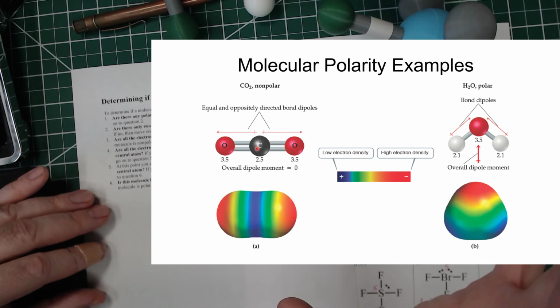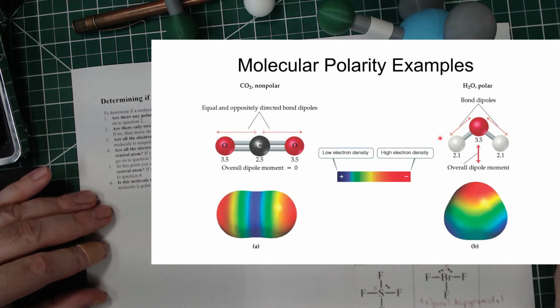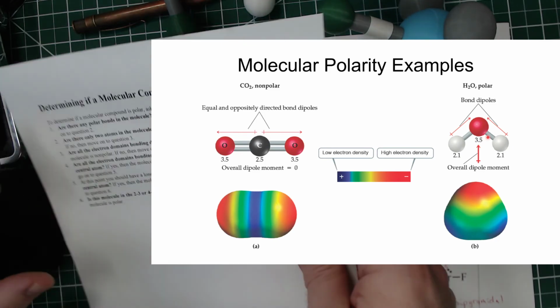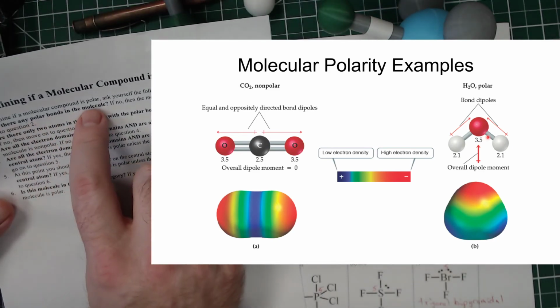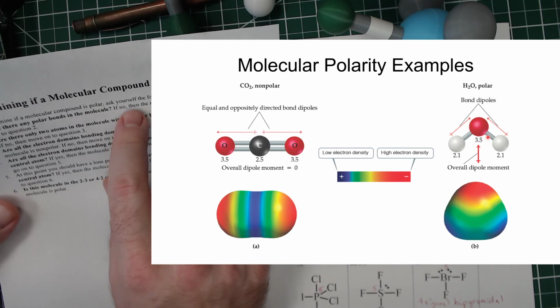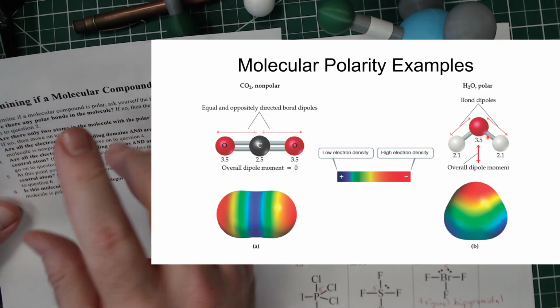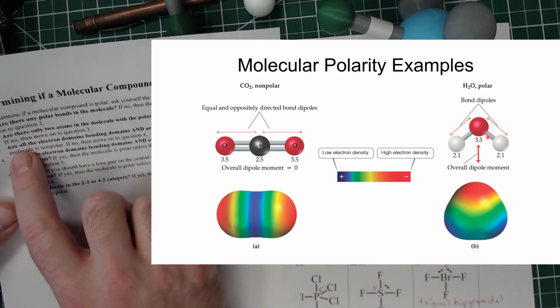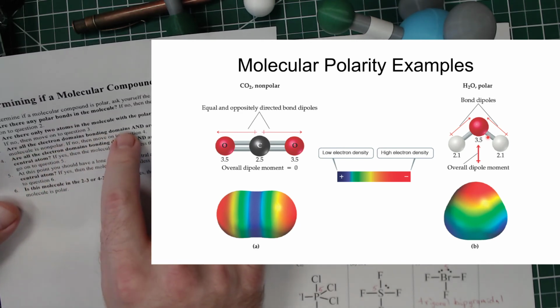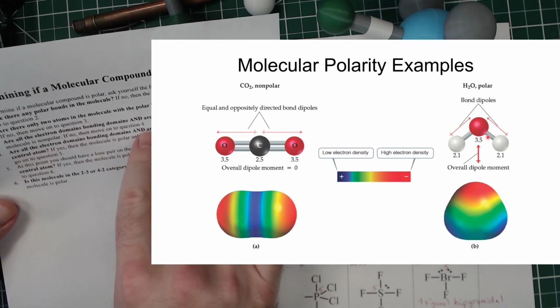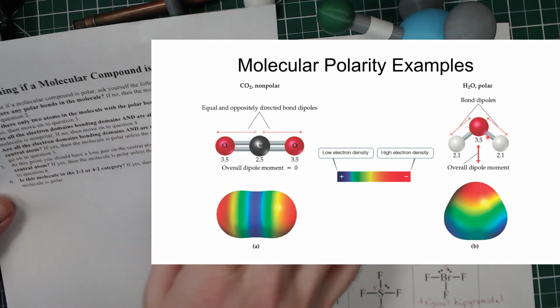All right, well, we already took care of that. Let's look at water. Are there any polar bonds in the water molecule? Well, yes. Are there only two atoms? No, there's 3 atoms, so we can move on. Are all the electron domains bonding domains? No, we have lone pairs. So they're not all bonding domains, so for 4, we're going to move on.